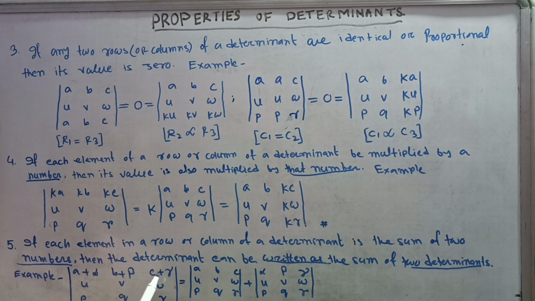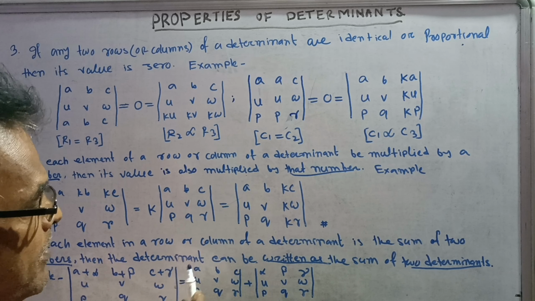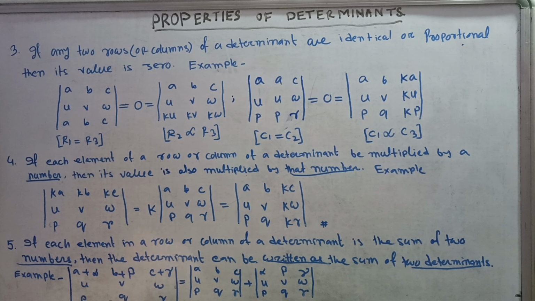The first determinant has a, b, c in the first row, with the second row and third row the same. The second determinant has alpha, beta, gamma in the first row, with the second and third rows the same. In this case, the first row is a sum of two numbers. Similarly, this property can be applied if each element of a column is a sum of two numbers. Then also we can express it as a sum of two determinants. That is property 5.